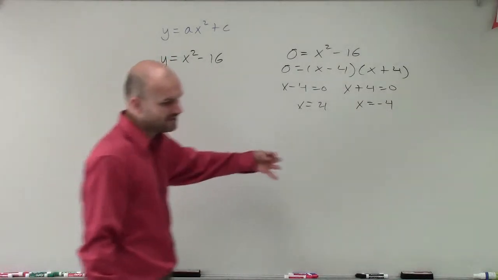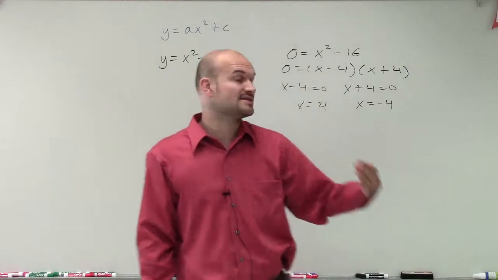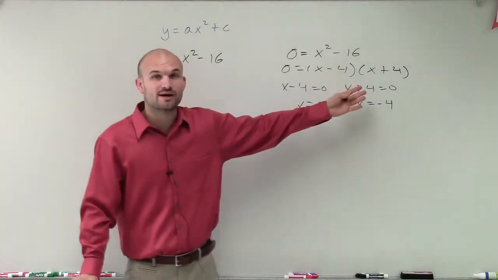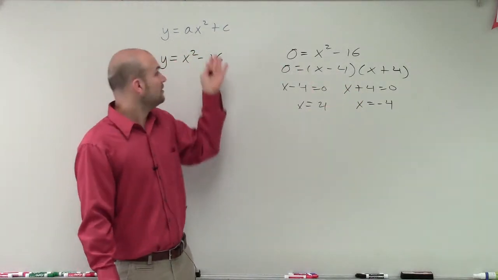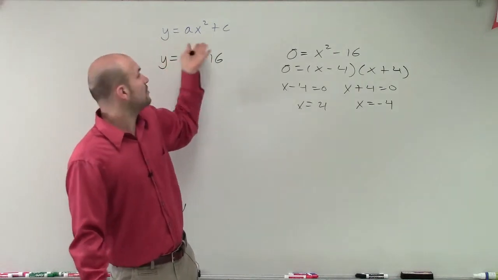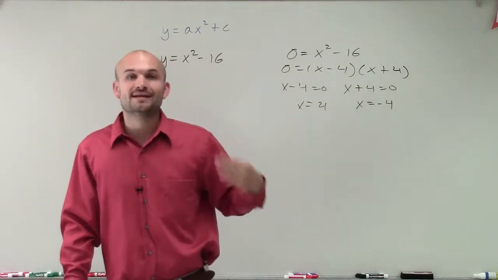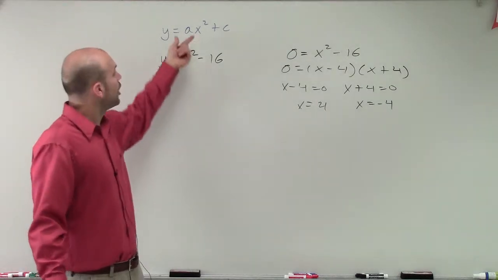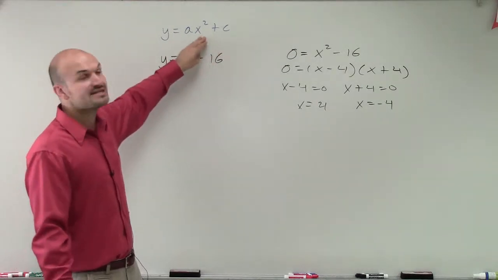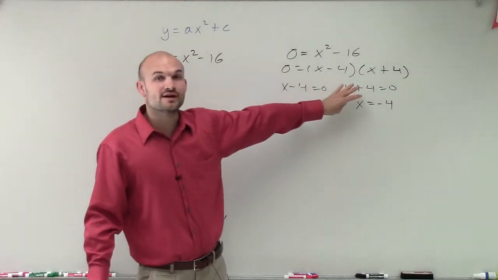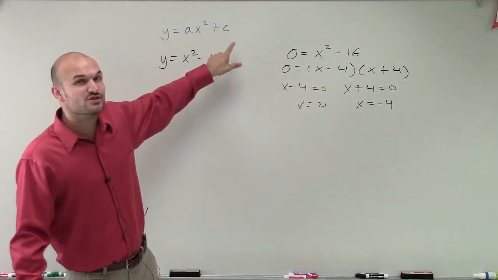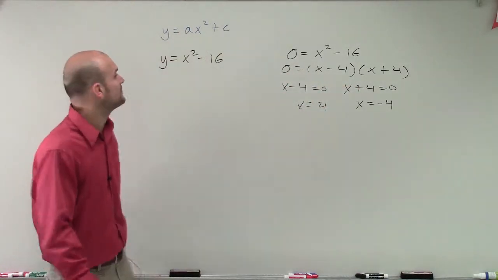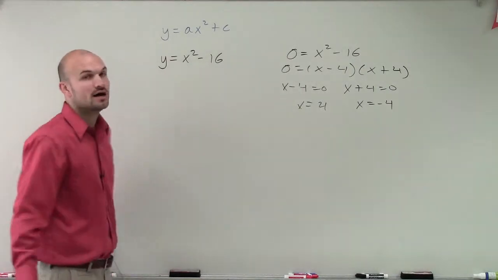When using the square root method, we can always solve a problem with difference of two squares using the square root method as well. Anytime we have an equation that's in the form of ax squared plus c, we can apply the square root method. Now, what's nice about the square root method is it works for all equations in this format, where the difference of two squares only worked when c was a square number and a was a square number. So how would I solve this by the square root method?